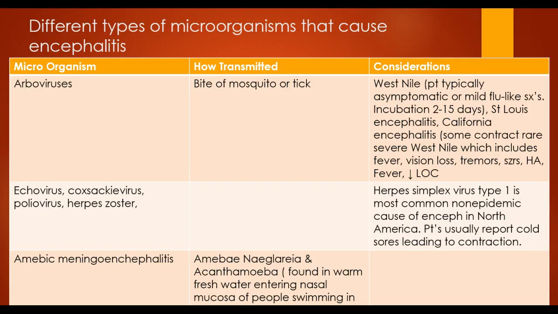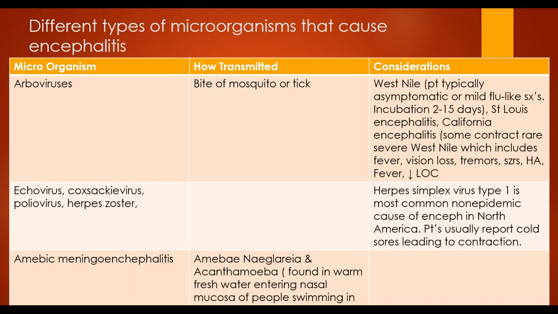So, what are the different types of microorganisms that can cause encephalitis? We've got the arbovirus that can be transmitted through the bite of a mosquito or a tick. We're going to consider West Nile. Patients are typically asymptomatic or have flu-like symptoms. Incubation is 2 to 15 days. Then there's St. Louis encephalitis and California encephalitis, with the same contraction. It's rare, but severe West Nile includes fever, vision loss, tremors, seizures, headache, and decreased level of consciousness. There's also echovirus or Coxsackie virus, poliovirus, and herpes zoster.